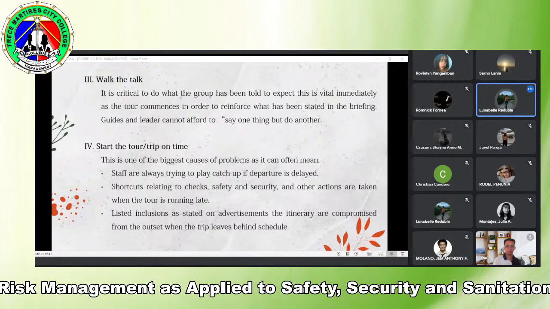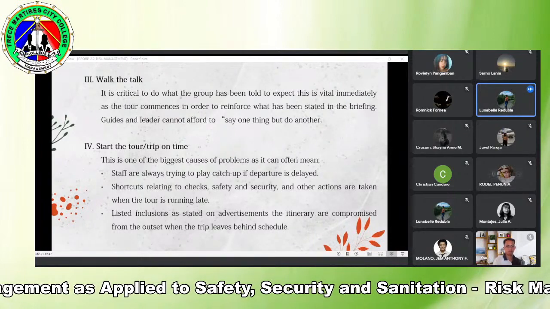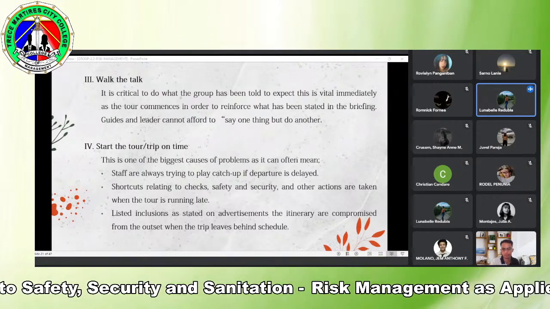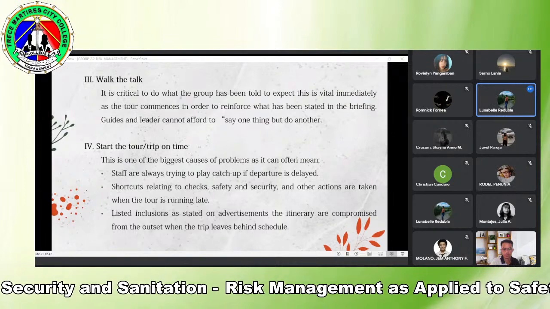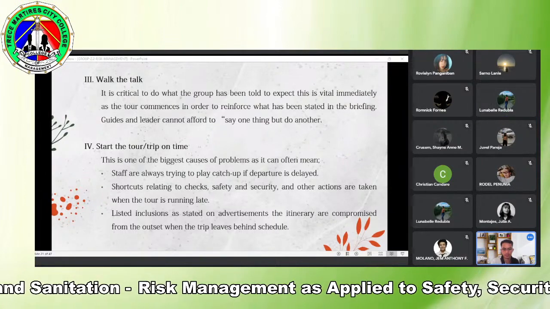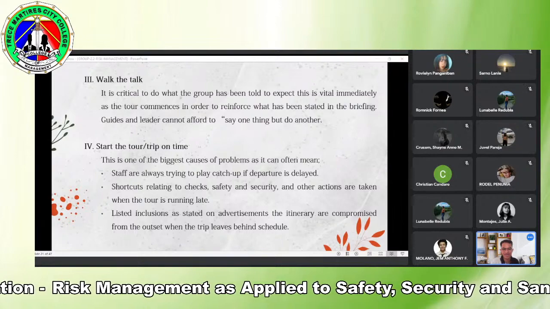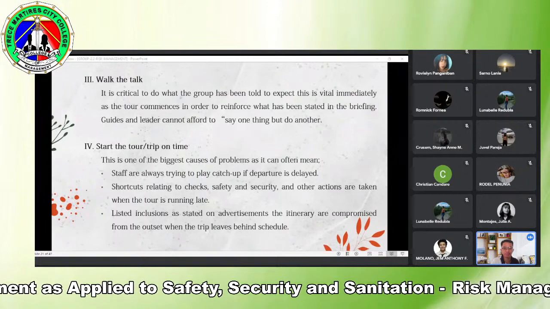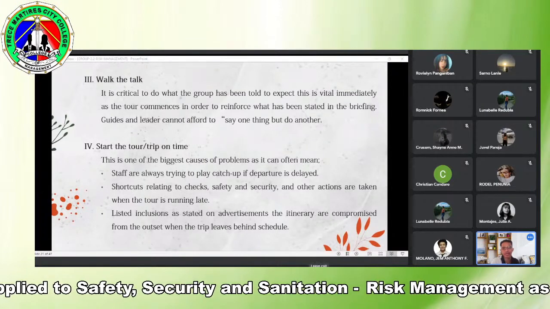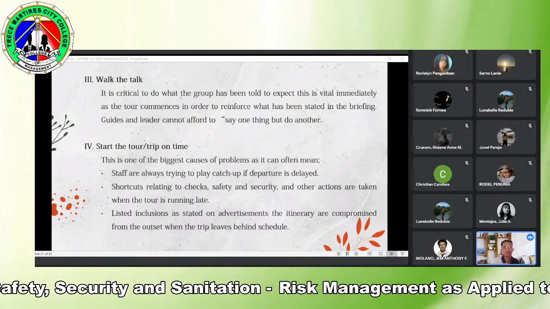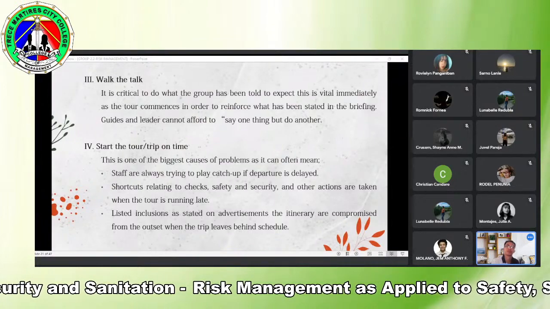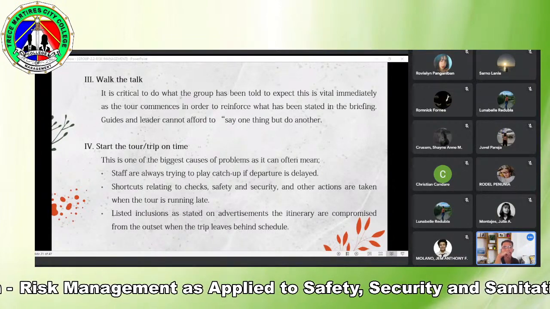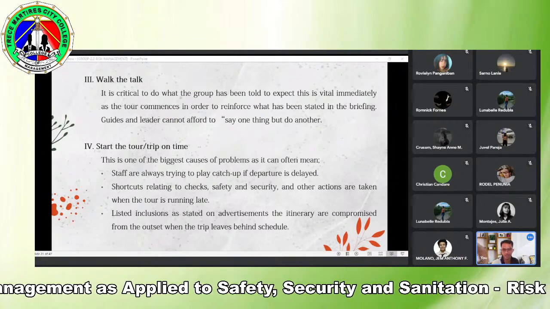Sir, yung sa dito po, yun lang po yung medyo na gets ko. Yun sa walk the talk po. Okay, walk the talk. It's just like... ano nga ba yung sa simbahan? Do what you preach. Parang ganun lang yan.